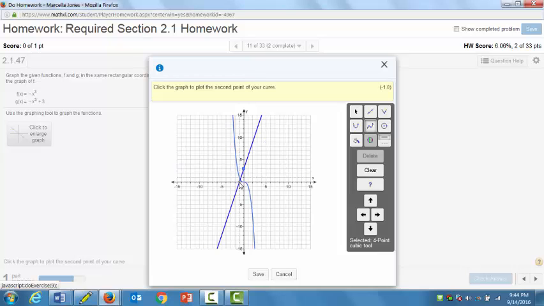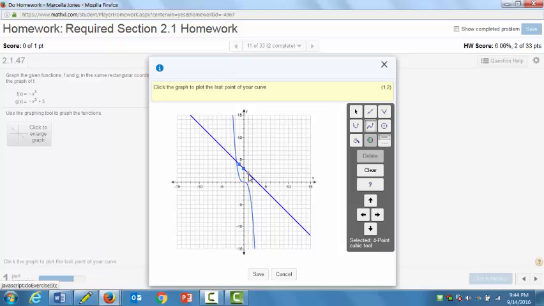I'll go to x equal negative 1, and I go to the point on the graph. From that point, I move 1, 2, 3 units up, and I click. I'm going to go to 1, negative 1. And I'm going to move 1, 2, 3 units up. That's my third point.